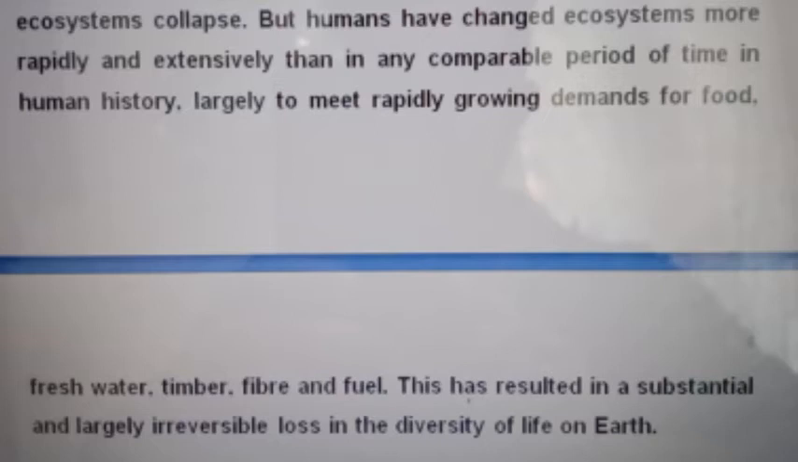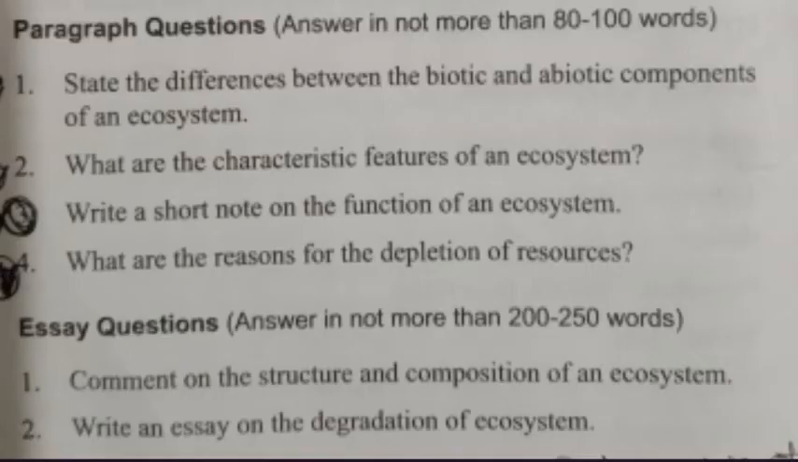Now we will move on to the second paragraph of the essay. The second paragraph of the essay is the answer of paragraph question number 1 and 2 from the textbook. So paragraph question number 1 is, state the differences between the biotic and abiotic components of an ecosystem. Paragraph question number 2 is, what are the characteristic features of an ecosystem?